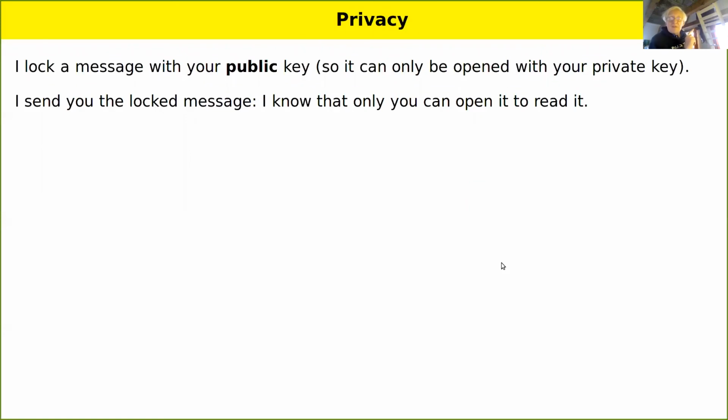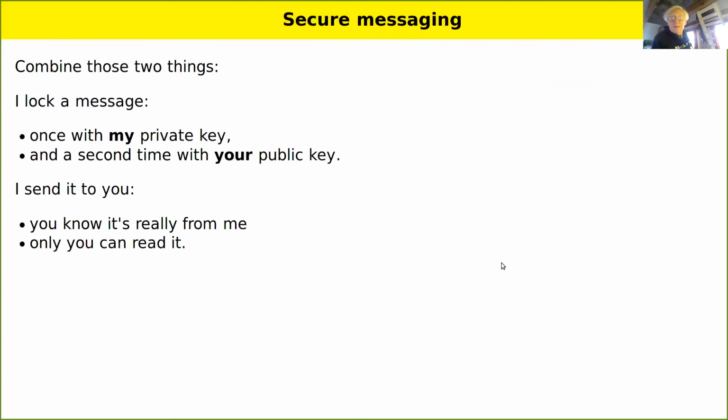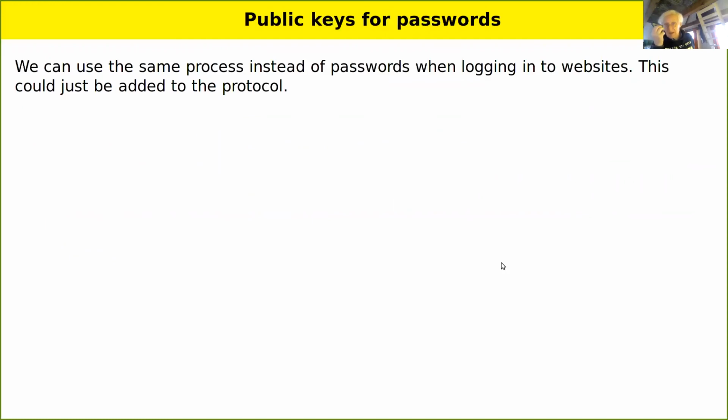You can also get privacy. If I lock a message with your public key, so that it can only be opened with your private key, I can send it to you, and I know that only you can open it to read it. And I can combine these two things. I lock a message once with my private key and the second time with your public key and send it to you. You know it's really from me. I know only you can read it. Perfect.